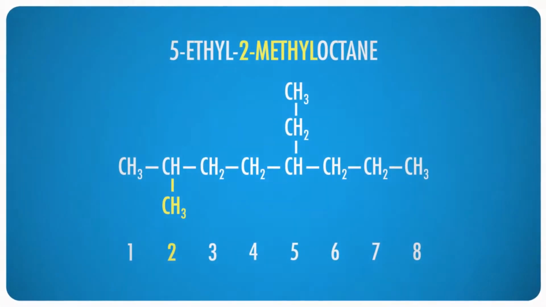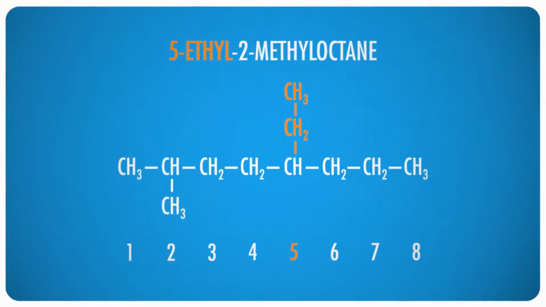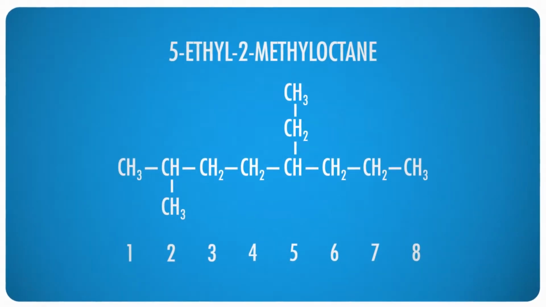On the other hand, if you have attachments of different lengths, you just name and number each one separately, being sure to list them in alphabetical order. So if the structure we just used had a methyl group on its 2nd carbon and an ethyl group on its 5th, it would be 5-ethyl 2-methyloctane.